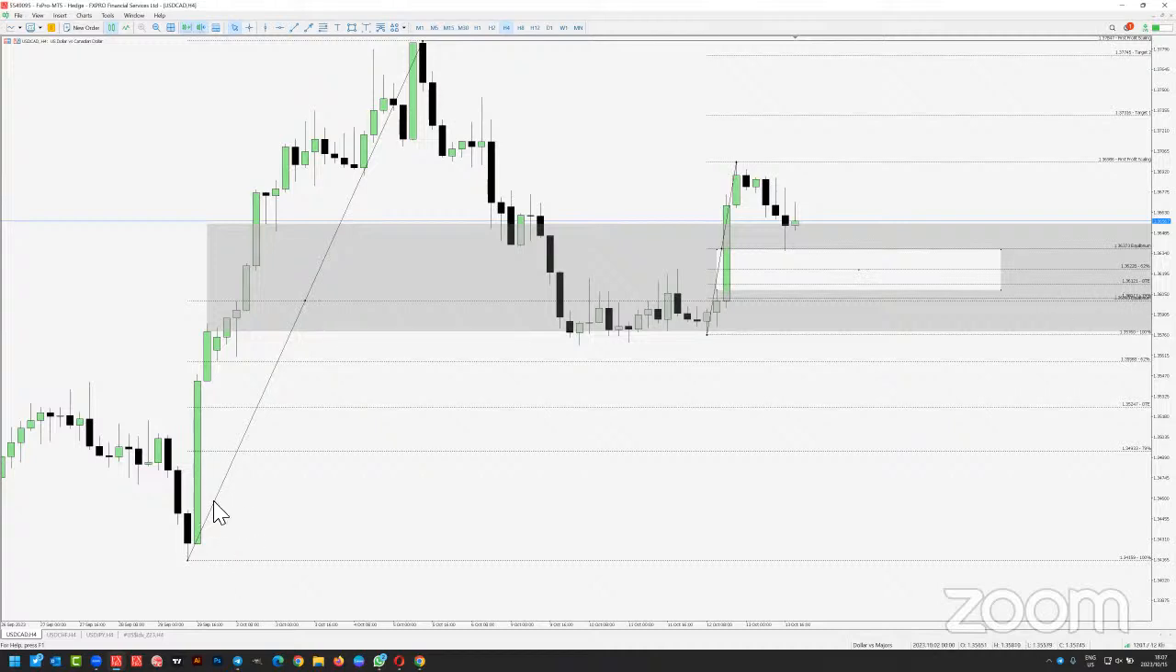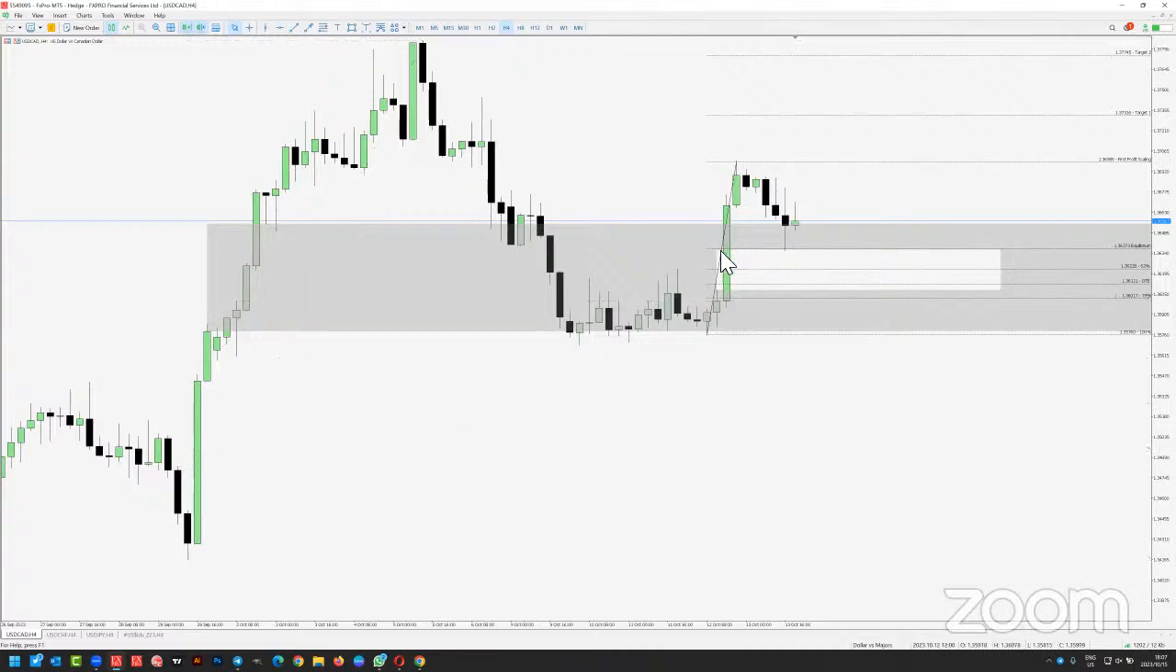Okay, let me get rid of this so that's a bit clean. Let me get rid of that. OTE coming in at 1.3612. All right, you're looking for price to dip down into this area and then expand to the upside. You see, that's what you should be hunting for when you're looking at USD CAD.